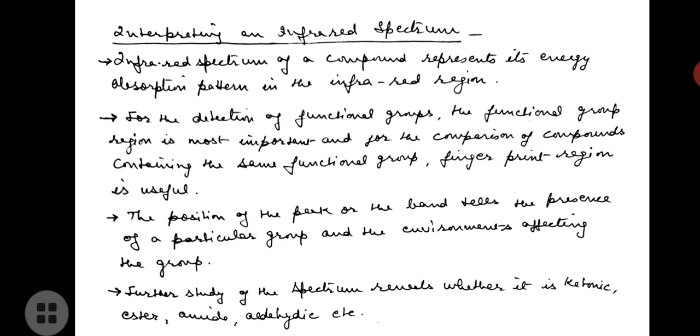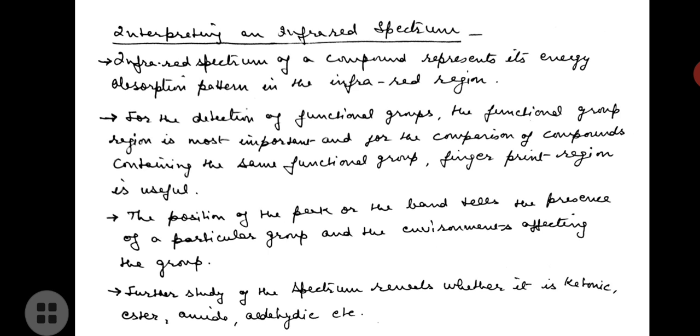And just now we have seen the functional group region, that is the region which extends between 4000 to 1500 centimeter inverse, and characteristic stretching absorption bands of different functional groups C-H, O-H, C double bond O, etc. are observed in this region. And for the comparison of compounds containing the same functional group, the fingerprint region is useful, and we have seen it just now also. The region below 1500 centimeter inverse in the IR spectrum is known as the fingerprint region.